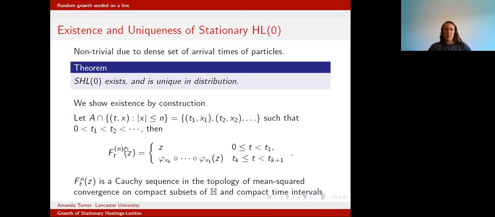So we can construct the sequence of approximations, and then what we need to show is that this is a Cauchy sequence in the topology of mean squared convergence on compact subsets, compact time intervals, and then because we have a Cauchy sequence, we know that a limit exists, and lastly we can check that the properties that we described in our axiomatic description actually hold for this limit.